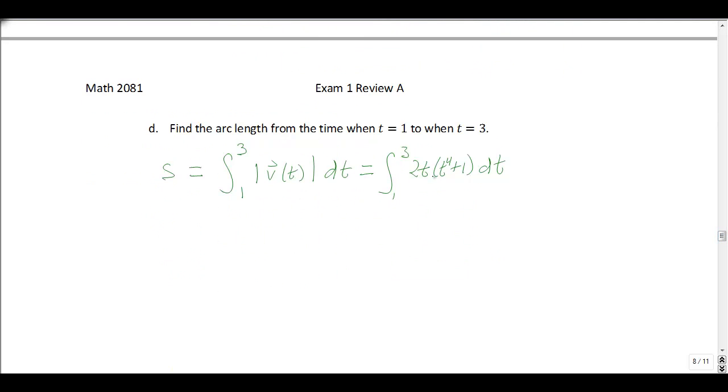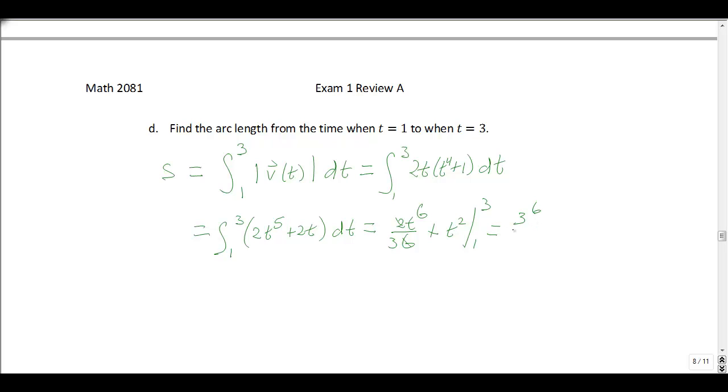Now to integrate this, I'm going to distribute the 2t. And I'm going to get 2t to the 5th plus 2t. And that's a polynomial, so I can integrate that pretty readily. I get 2t to the 6th over 6 plus the integral of 2t will be t squared, from 1 to 3. Note here the 2 and the 6 cancel to give a 3 on the bottom.